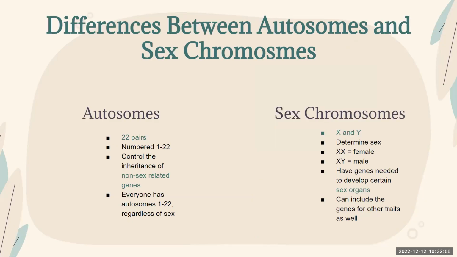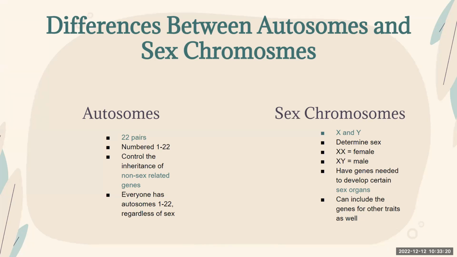The differences between sex chromosomes and autosomes. Autosomes consist of the 22 pairs of our chromosomes. They are numbered 1 through 22 and can control the inheritance of non-sex related genes. Everyone has autosomes 1 through 22, regardless of sex.